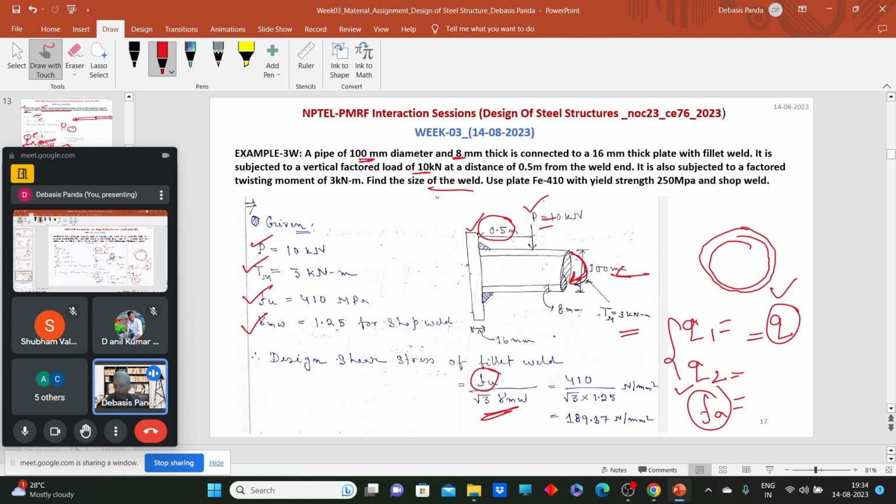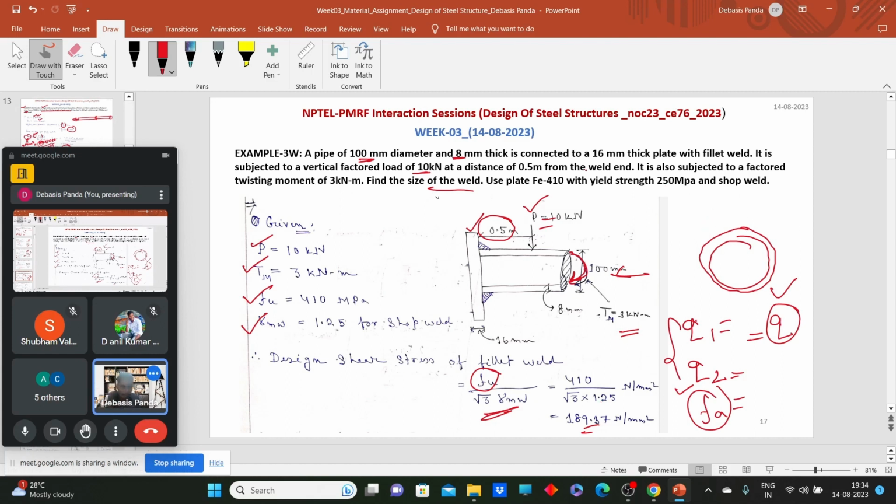Now here we are dealing with the fillet weld. So the design strength of the fillet weld will be governed by the ultimate tensile strength. So here we can see 189.37 Newton per mm square, per cross-sectional area of weld, is the design shear stress. We have calculated it. So this value we will need later when we equate it with the resultant stresses. Now we have to find out the stresses.